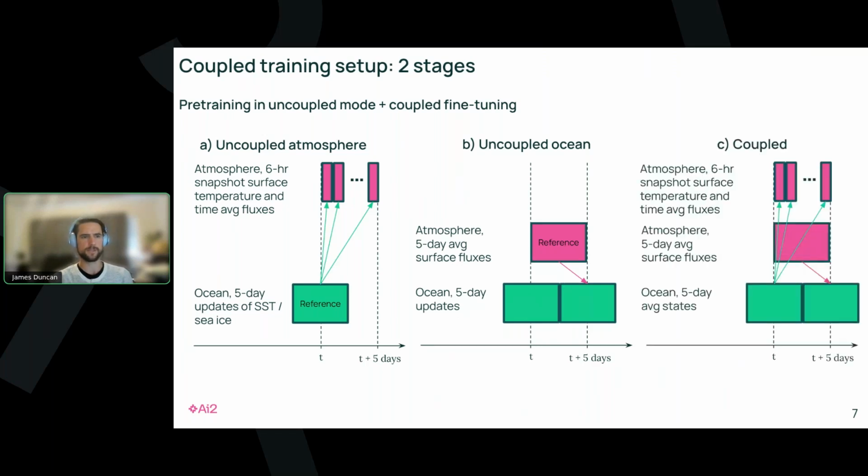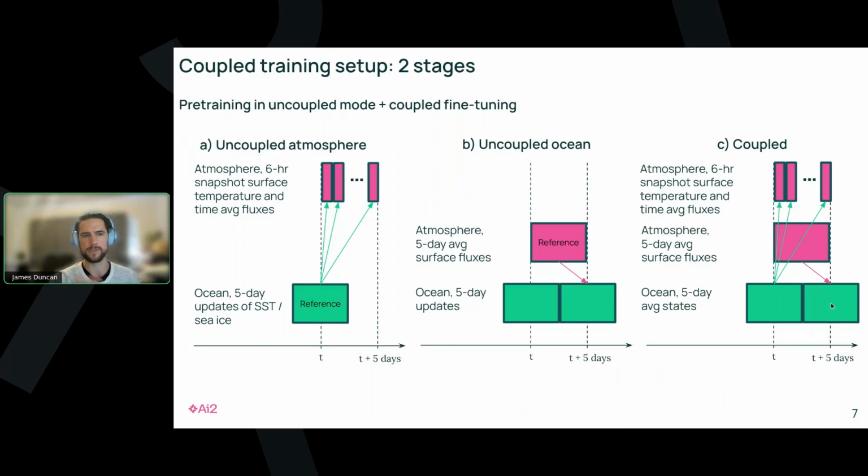And then to actually couple these things, I very much simplified the picture here, but we essentially just superimpose A and B so that first the atmosphere from some initial condition will step forward 6 hours at a time until it reaches 5 days. Then we'll compute a 5-day average of the variables that we need to force Samudra at the ocean surface.